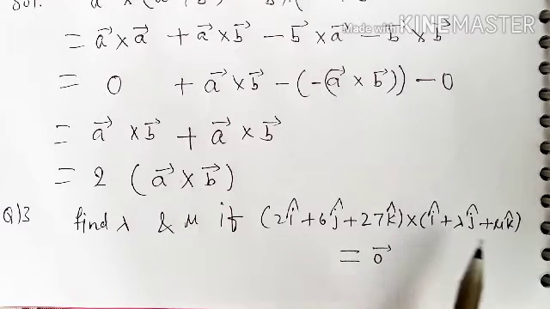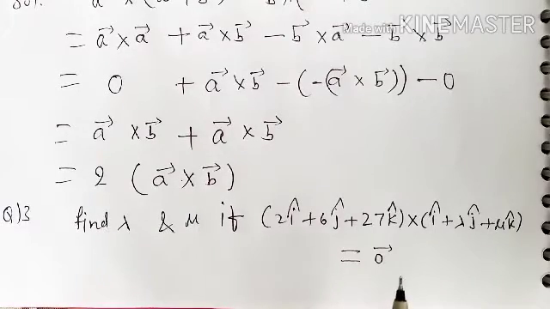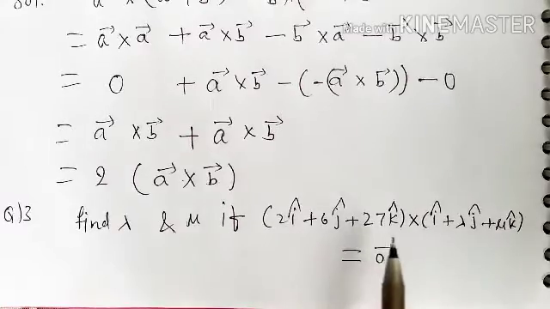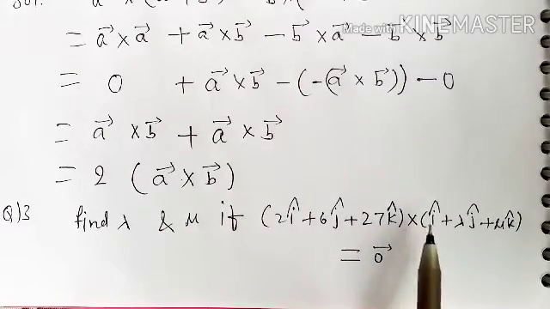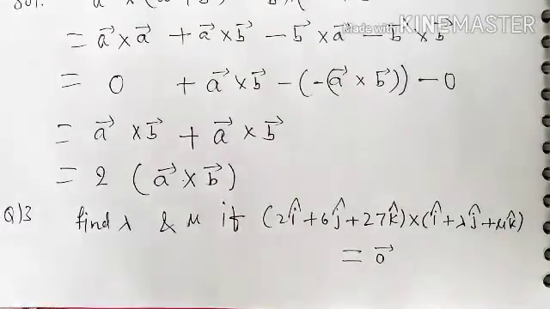Find lambda and mu if 2 i cap plus 6 j cap plus 27 k cap cross i cap plus lambda j cap plus mu k cap is equal to 0 vector. Here we know that if such a cross product is to be found, then we use a determinant and we write in the first row i cap, j cap, k cap, in the second row 2, 6, 27, and in the third row 1, lambda, mu. So let us proceed.